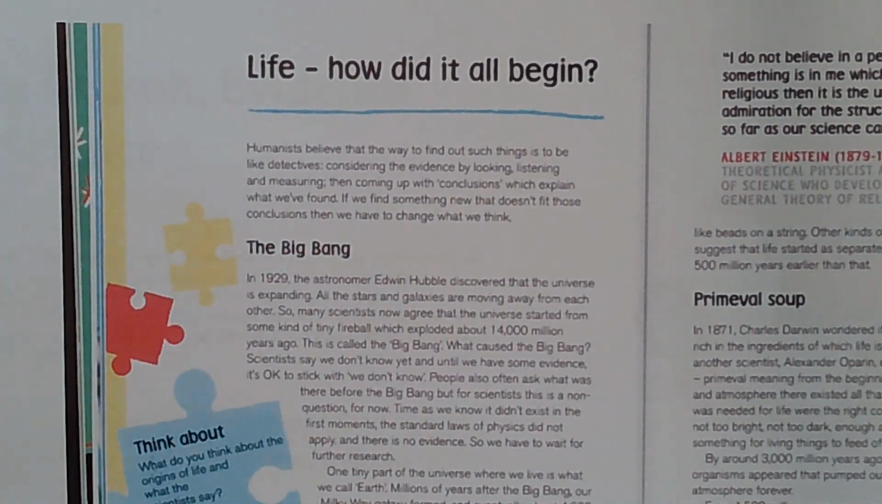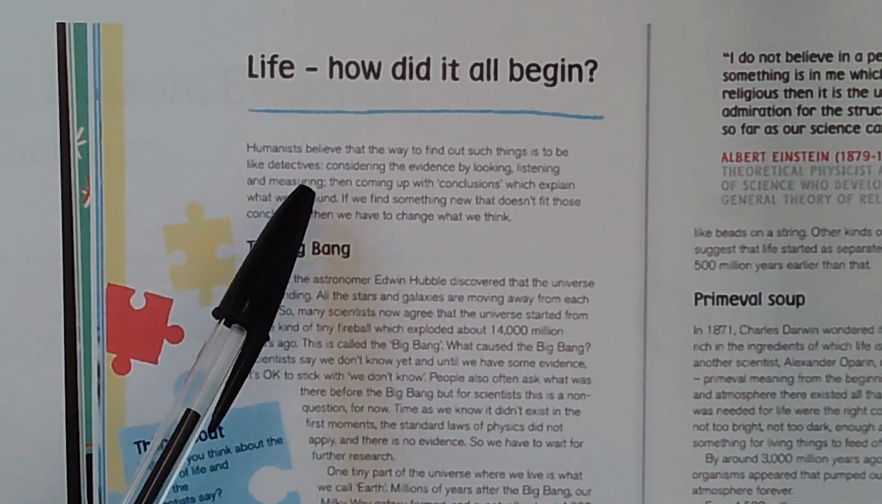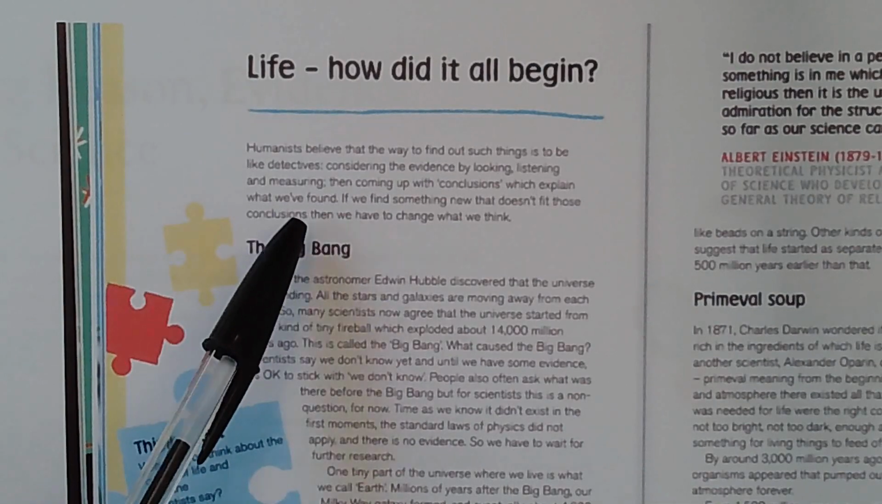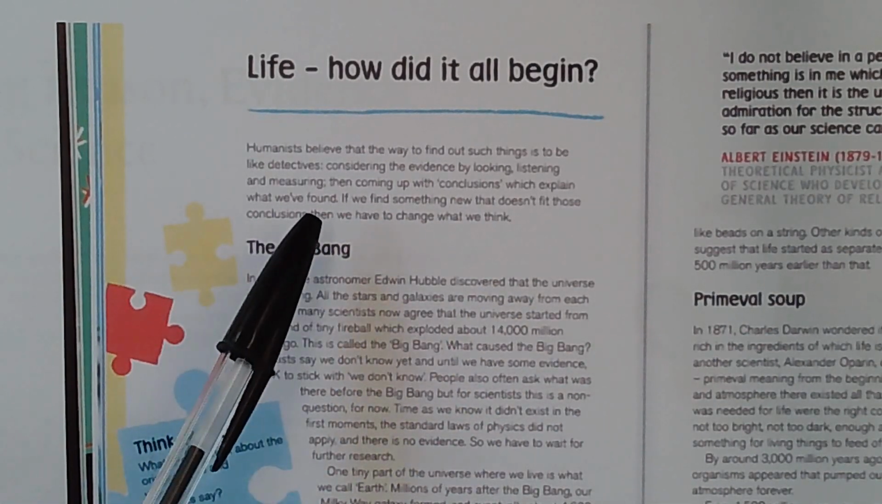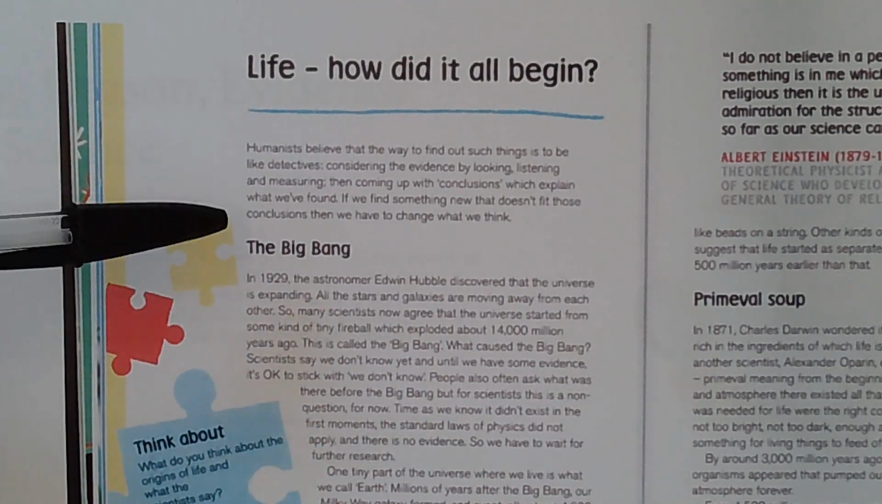So, life. How did it all begin? Humanists believe the way to find out such things is to be like detectives, considering the evidence by looking, listening and measuring, coming up with conclusions to explain what we found, and if something new doesn't fit, changing the way we think. So, the Big Bang.